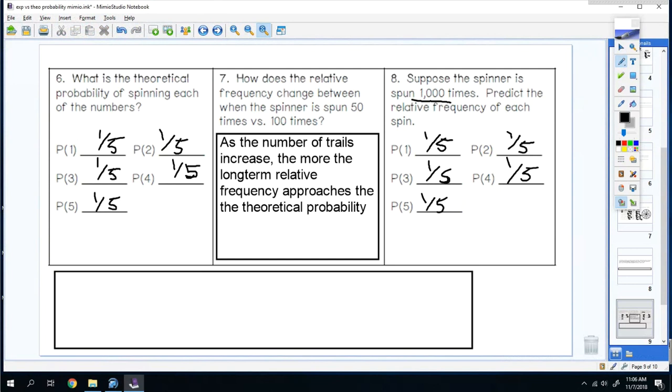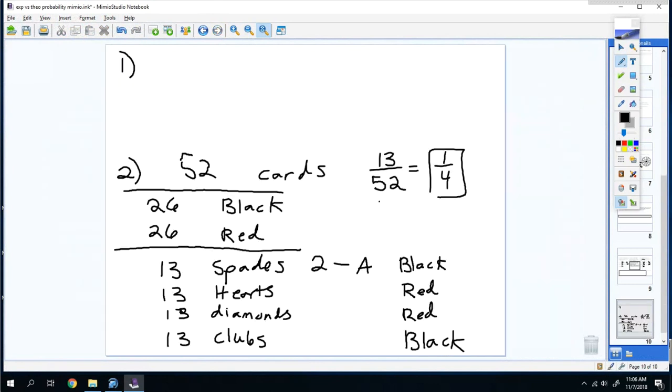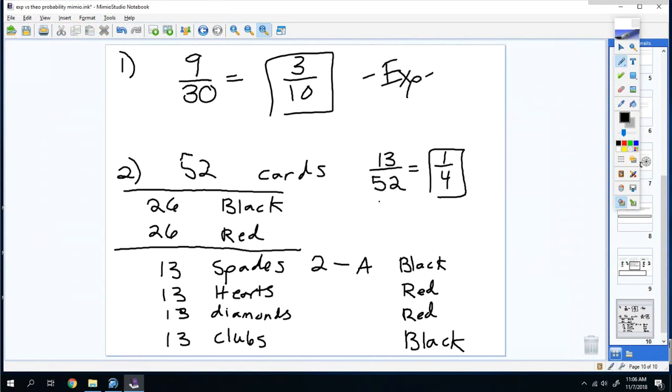Your homework is relatively the same, if not a little bit easier. But I do want to do a couple of problems with you on your homework. Homework number 1 says, what's the probability of getting a heart? You did this 30 times, and the heart appeared 9 times. So this would be 3 out of 10. This is experimental, because you use your results to find the probability.